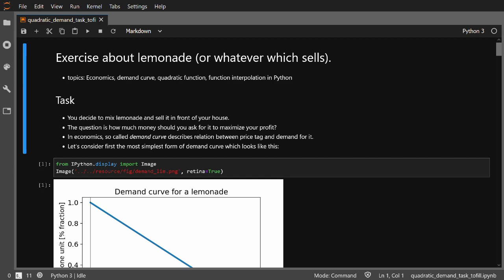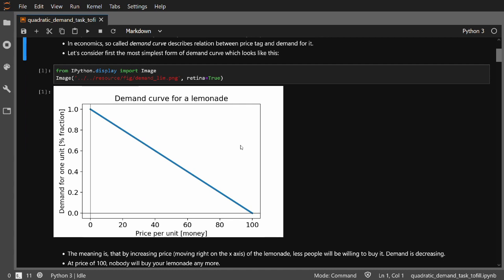Imagine you decide to mix lemonade and sell it on the street. Naturally, the question is how much should you charge for it in order to maximize your profit? In economics, the so-called demand curve describes the relation between the price of a product and people's demand for it. First, we are going to consider the simplest form of a demand curve, which looks like this. It is a linearly decreasing function.